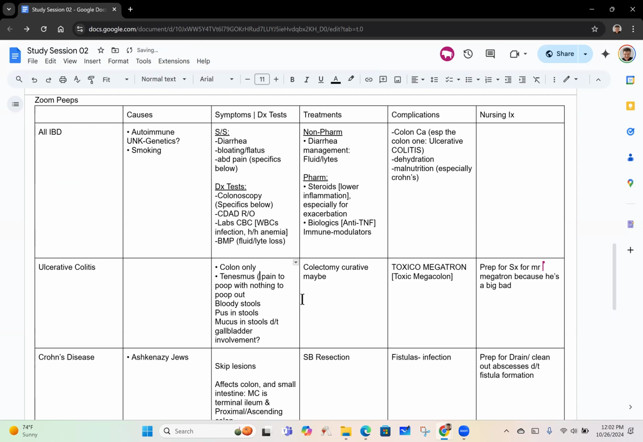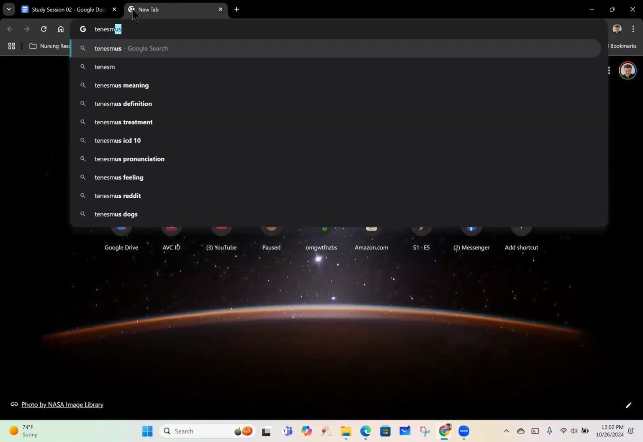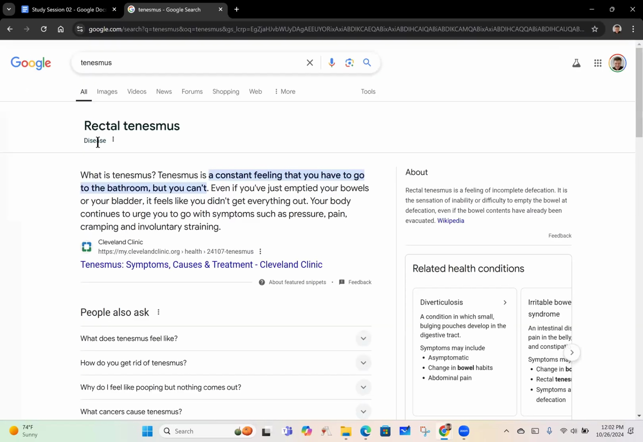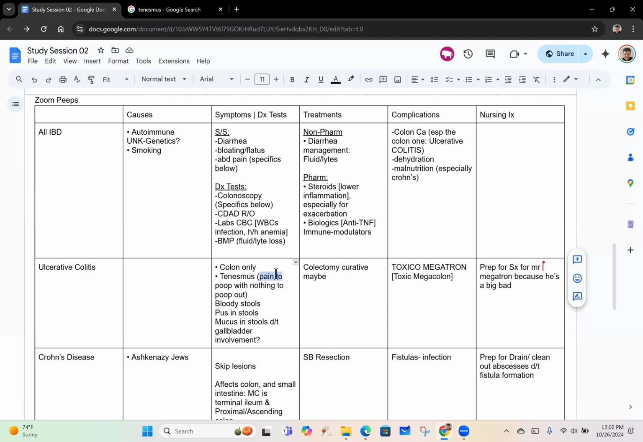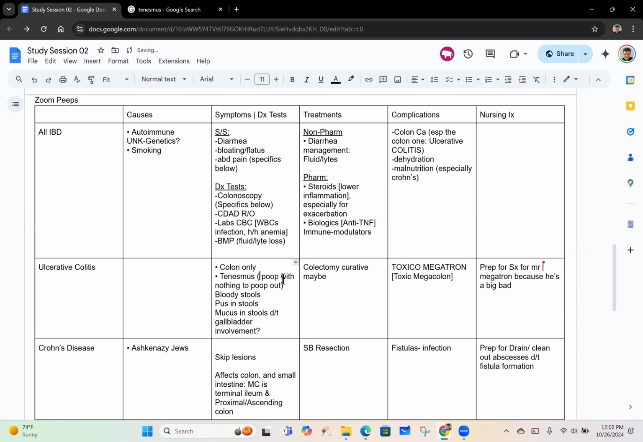And again, if you don't know what something means, put it in parentheses. Really, it's not so much the pain, it's just the feeling of something being left behind. I think I misspoke in lecture. I said, feeling like you can't fully empty. But tenesmus, I don't think has the pain attached to it. It's just the feeling, but it's not the pain associated. I think I misspoke.